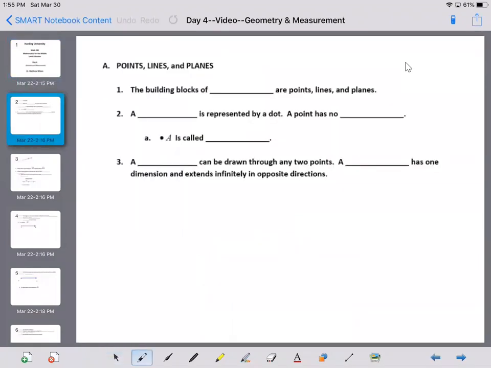So when we're talking about our geometry vocabulary, a lot of the beginning pieces of this video, we are going to discuss vocabulary, building blocks of geometry, our points, lines, and planes. And when we talk about a point, you're going to see it represented as a dot. There's no dimension to the dot. It's just a label. And so when you see that representation, that would be called point A.